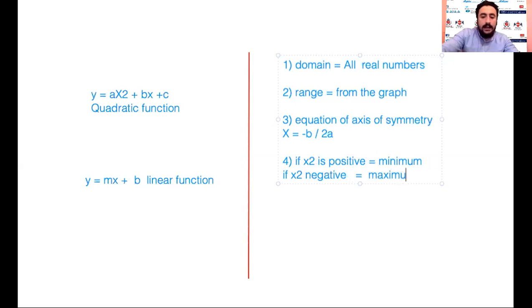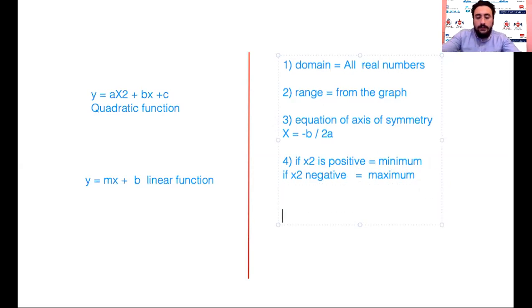So guys, that's the question that we took. Domain is all real numbers; range, you are going to know it from the graph. Equation of axis of symmetry: x equals negative b over 2a. If the x power 2 coefficient is positive, it's a minimum. If it's negative, it's a maximum.